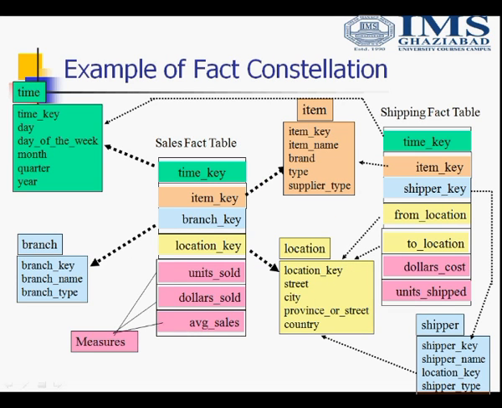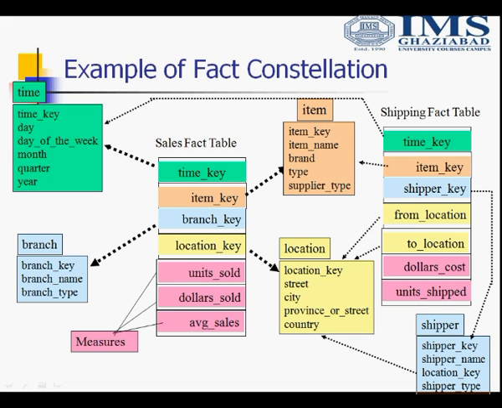Another one is the fact constellation. Fact constellation contains multiple fact tables, that is, more than one fact table, which creates the difference between star and snowflake. In star and snowflake, there is only one fact table, but in fact constellation it can contain more than one fact table. It is also known as galaxy schema because it looks like a galaxy of stars. It is a combination of different stars.